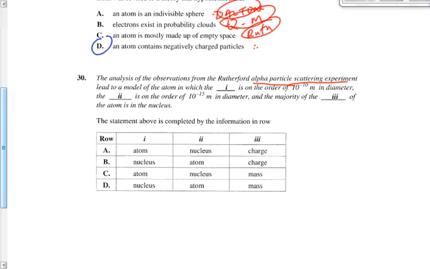It led to a model of the atom in which the blank is in the order of 10 to the minus 10 meters in diameter, and the blank is in the order of 10 to the minus 15, and the majority of the blank is in the nucleus. Oh, boy.